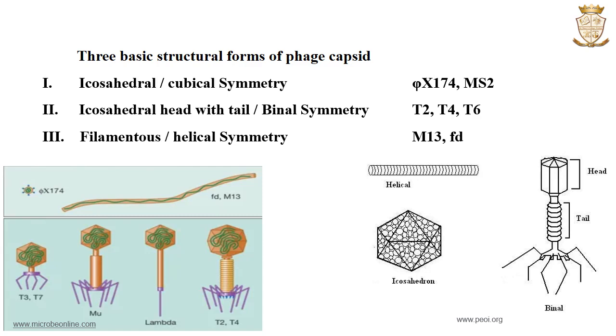We can see certain examples of these different structural symmetries of phages. We can see φX174, fd, M13, T2, T4, T3. These are examples of bacteriophages showing these three different kinds of structural symmetries: helical, icosahedral, and binal symmetries.